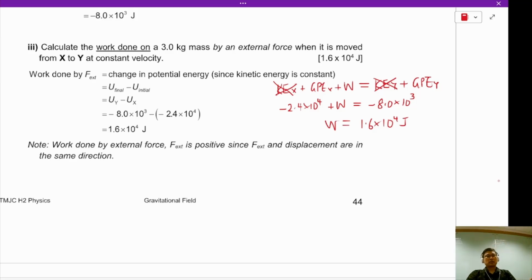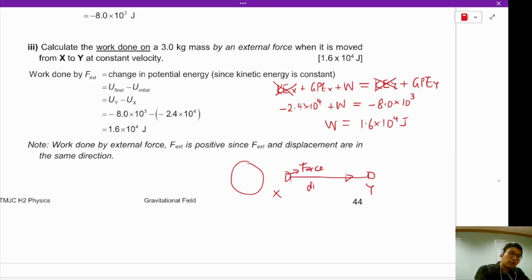So the work done by external force is positive. Since you are moving further away from the planet, you're going to have to do positive work, since the force and the displacement are in the same direction. Right, so this is the force and this is the displacement from x to y, and they are in the same direction.